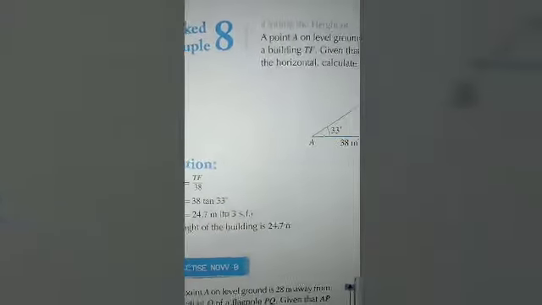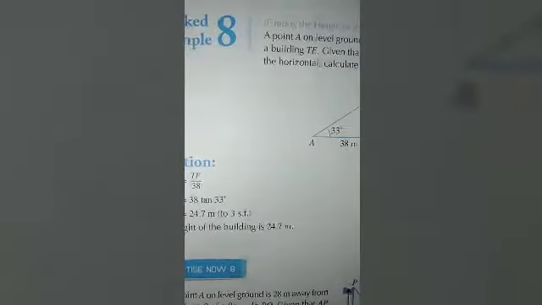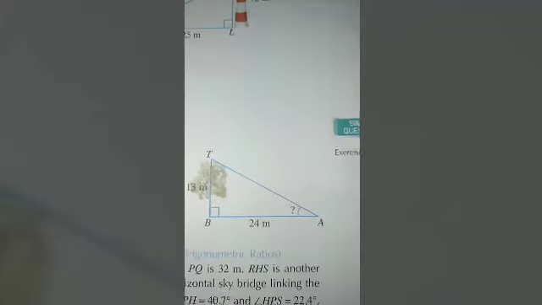And believe me, according to me, word problems are easier as compared to the figure-based questions. Okay, so let's move further to the rest of the parts.